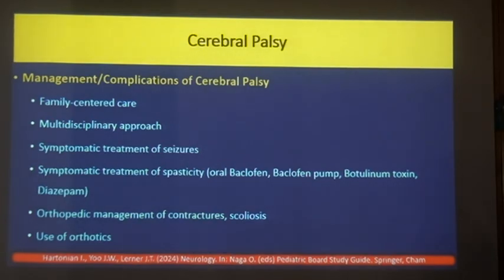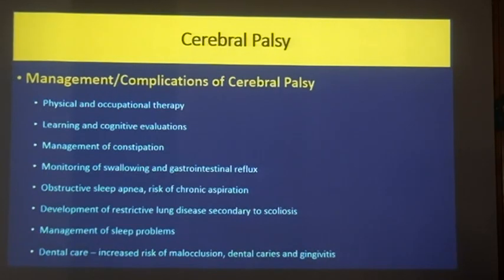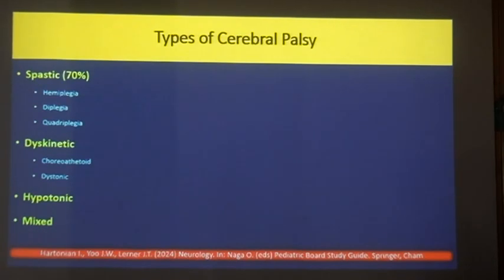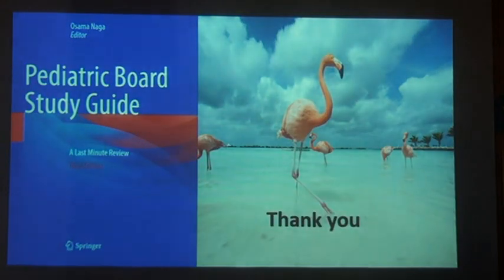And the management is a multidisciplinary approach. You have to have physical therapy, speech therapy. You have to have a referral to orthopedics because of the contracture of limbs, and GI for reflux and constipation. So it's a multidisciplinary approach. Okay. So that's it. This is the end. So thank you.